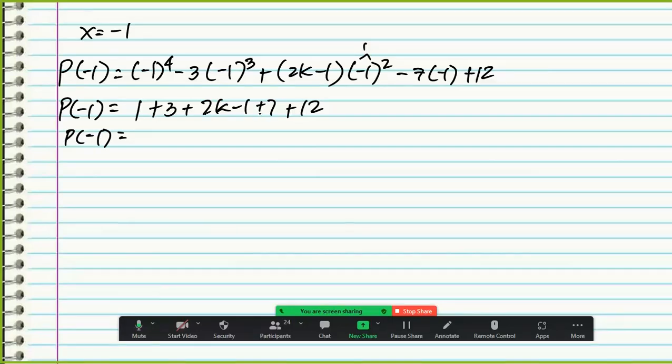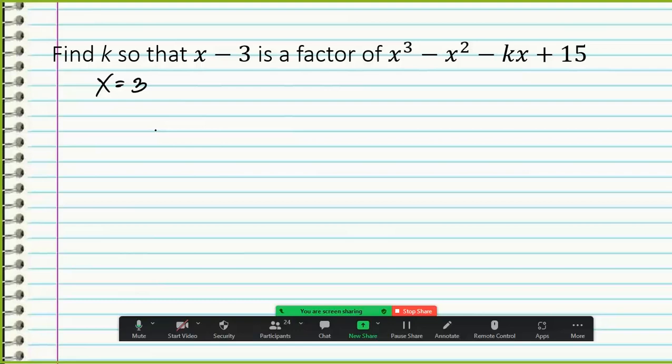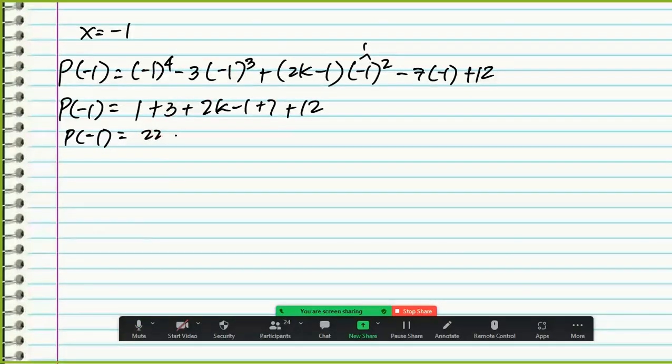So 4. We have 1 pa rin pala dito. Sorry. 1 plus 3 is 4 minus 1, 3 plus 7, 10 plus 12, we have 22. So we have 22 plus 2k. So it is okay to write first the 2k expression or term before the constant 22. So it depends upon you.